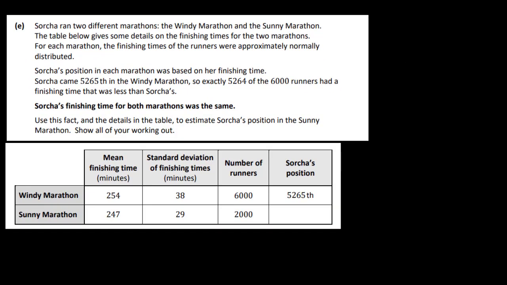Okay, so a lot of reading here. Let's have a look. Circa ran 2 different marathons, the windy marathon and the sunny marathon. The table below gives some details on the finishing times for the 2 marathons. For each marathon, the finishing time of the runners were approximately normally distributed. Circa's position in each marathon was based on her finishing time. Circa came 5,265th in the windy marathon, so that's here. That has a mean of 254, standard deviation of 39, and the number of runners 6,000.